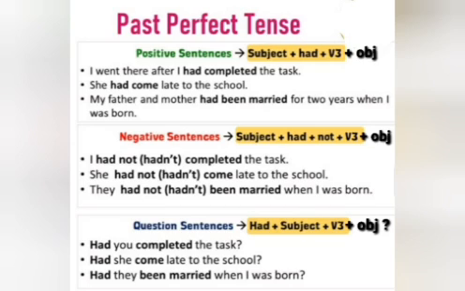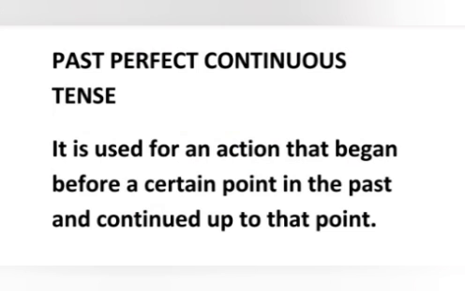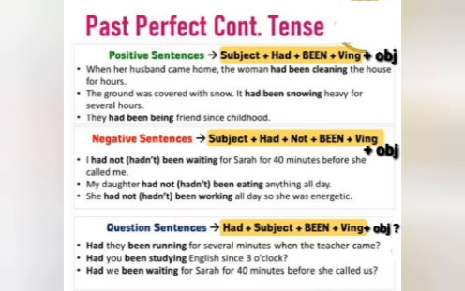The last point is past perfect continuous tense. Now this is used for an action that began before a certain point in the past and continued up to that point. The syntax here is subject plus had plus been plus V1 plus ing plus object. For example, when her husband came home, the woman had been cleaning the house for hours.